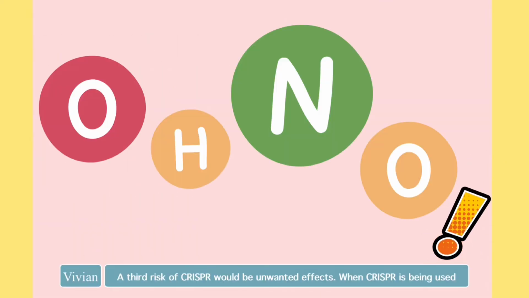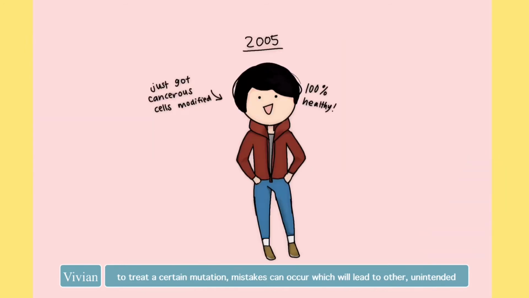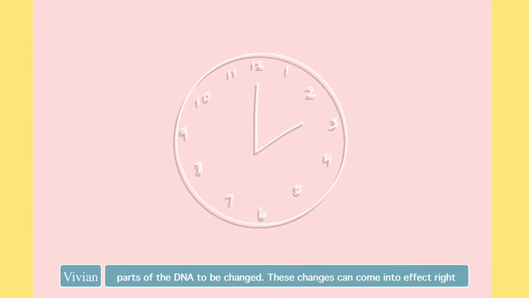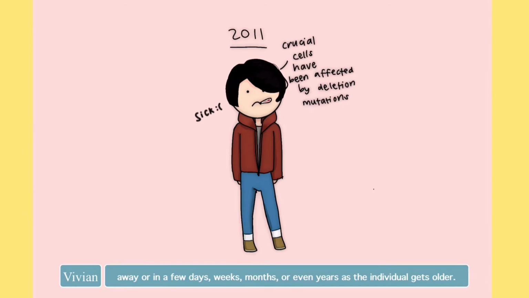A third risk of CRISPR would be unwanted effects. When CRISPR is being used to treat a certain mutation, mistakes can occur which will lead to other unintended parts of the DNA to be changed. These changes can come into effect right away or in a few days, weeks, months, or even years as the individual gets older.